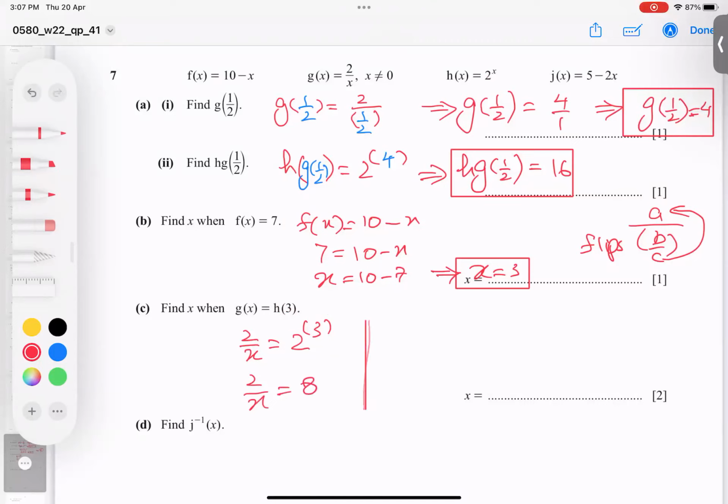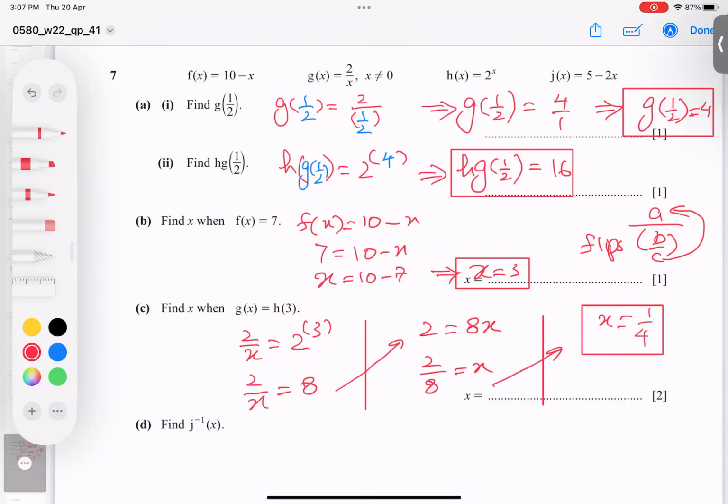Now I'm doing it here. Cross multiply: 2 equals 8 times x, because x will multiply with 8. Now I need to make x alone, so 8 will go down. So 2 by 8 equals x, or I can say x is equal to 1 upon 4. Alhamdulillah Rabbil Alameen.